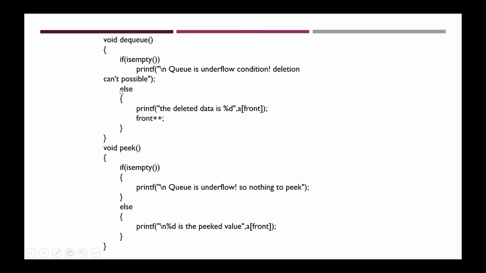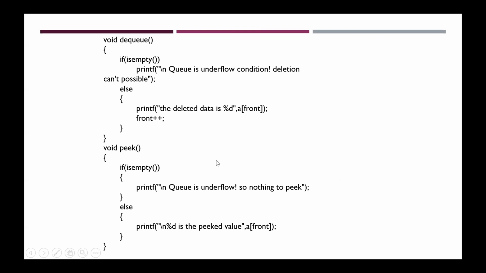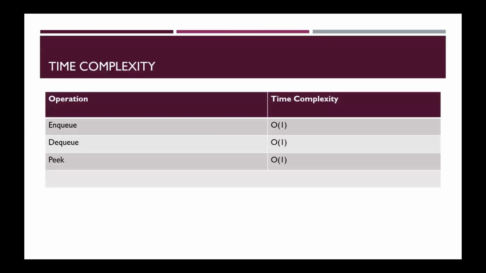For dequeue, what are the things we have to do? We have to just perform this operation. So it is also constant time. That's why it is order of 1. For peek also, you have to just retrieve and print. Retrieving and printing means this is a fixed value. So for the peek function, the operation is a constant value. For enqueue also, order of 1. For dequeue also, order of 1.